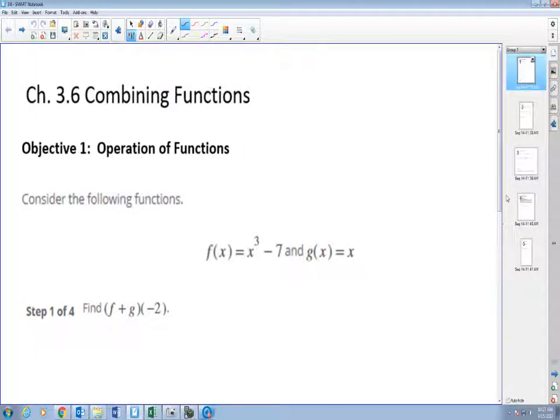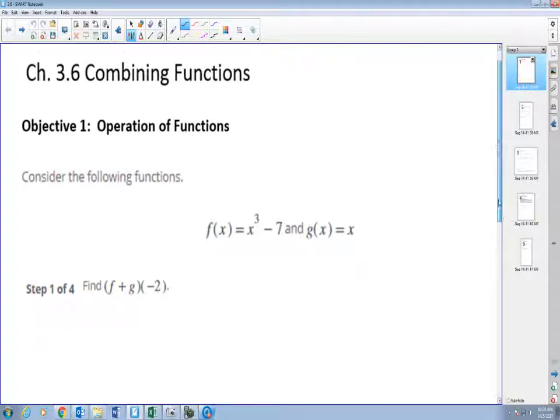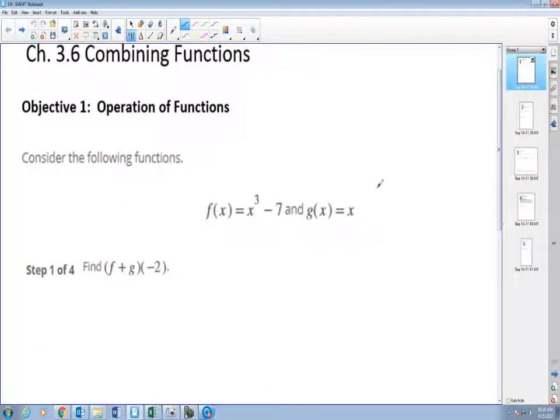Welcome to College Algebra. In this lecture video, we're going to talk about combining functions. We're going to do two things here in this video. We're going to talk about operations of functions, and we're going to talk about something called composite functions. Our functions are able to add, subtract, multiply, and divide. So we're going to take a look at operations of functions first.